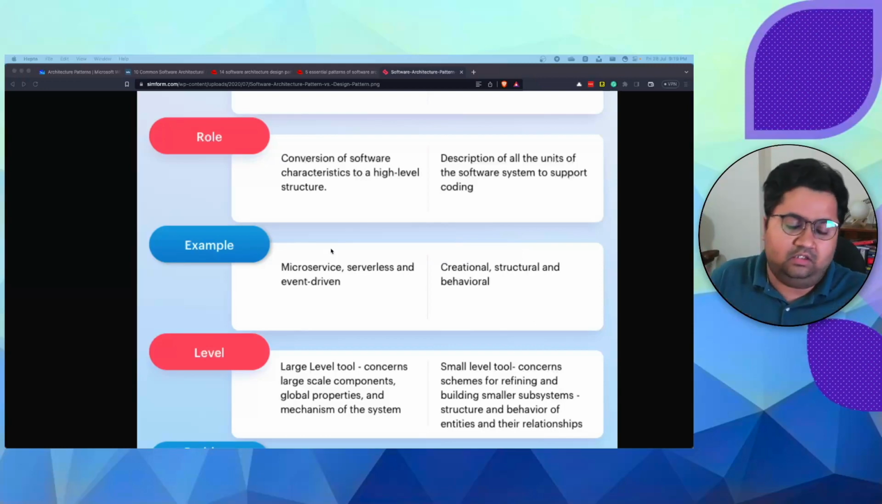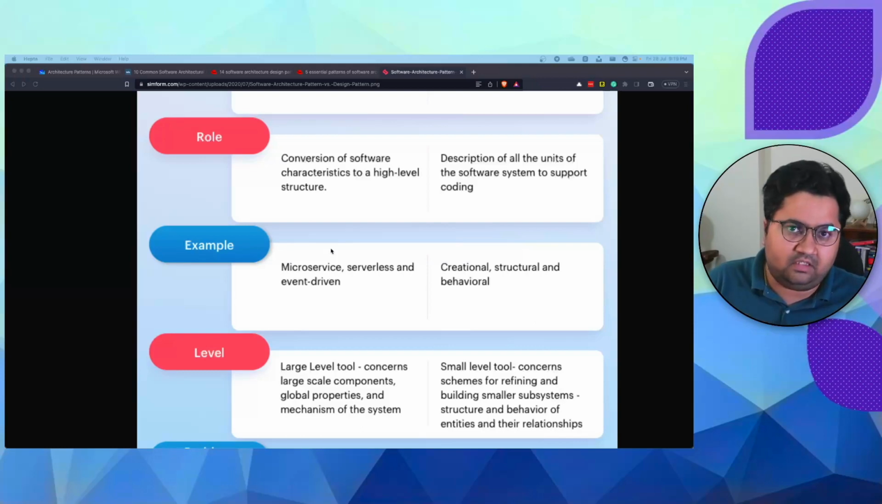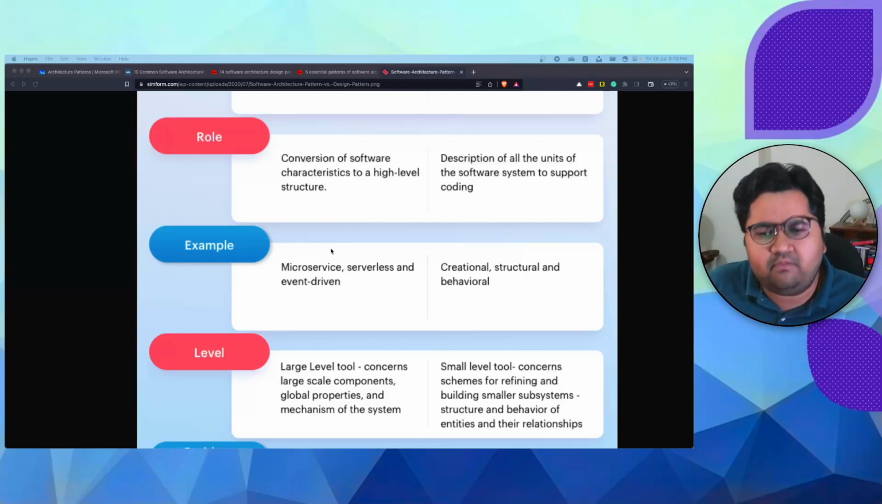If you think about it, architecture patterns, if you take this definition, there's a lot of ambiguity in the definition. Some people will say architecture design patterns, some people will say architecture patterns, some of them will say design patterns. So there's a lot of ambiguity, but let's try to debunk some of that.